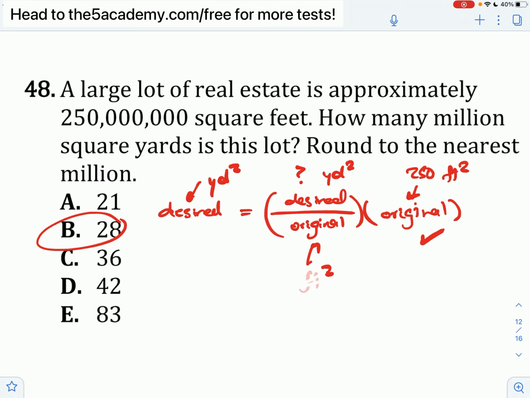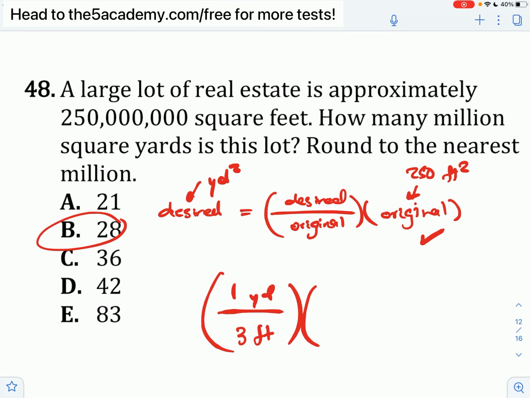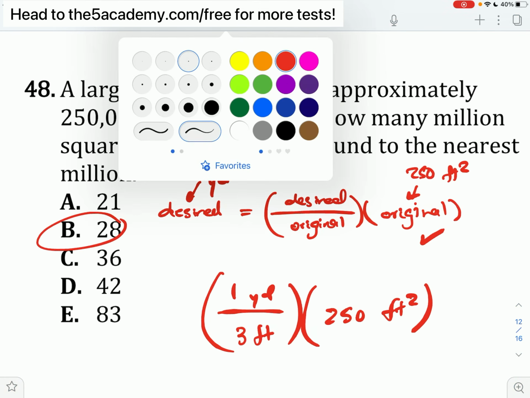So what you can do is use just the ratio of 1 yard to 3 feet, right? And multiply this by 250 feet squared. But the thing is, these units aren't the same. They have to be the same in order for this to cancel out and for you to get a final unit of yards squared. Also, this isn't yards squared, this is yards. So something is wrong. We need to have this actually add up by canceling out.